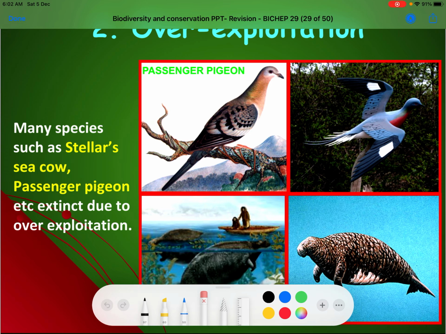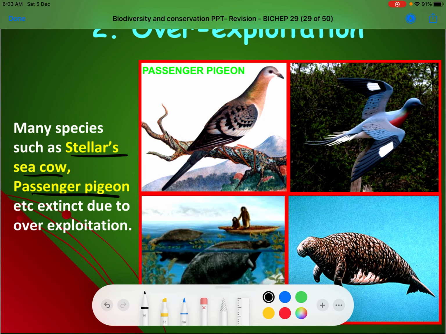So many species on which we depend more largely than the others, we have used them for our personal benefit, so that they are found to go extinct very rapidly, very fast. For example, many species such as Steller's sea cow or passenger pigeon are extinct due to overexploitation. So, there are so many.